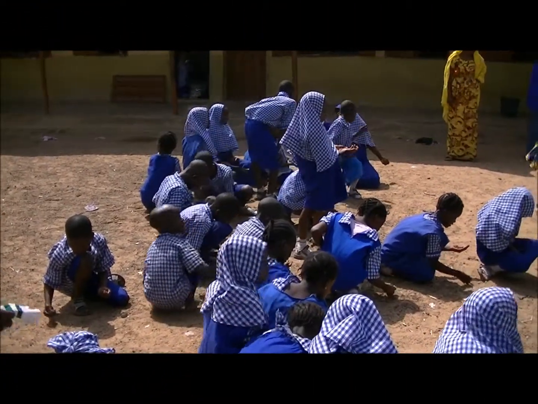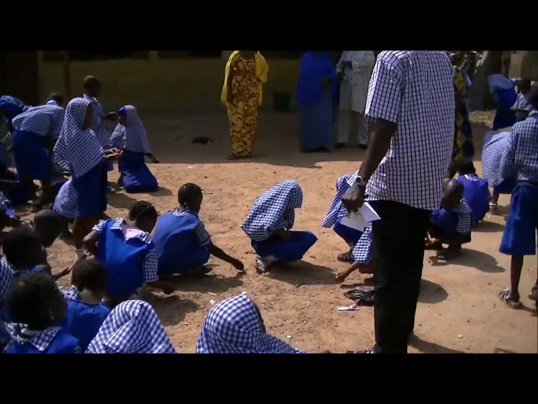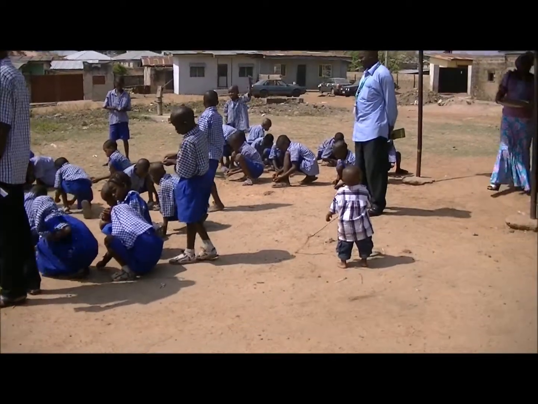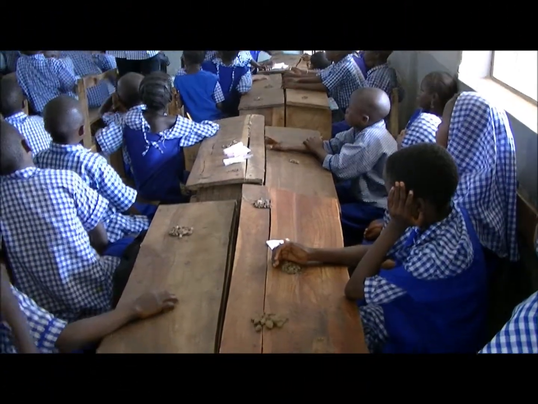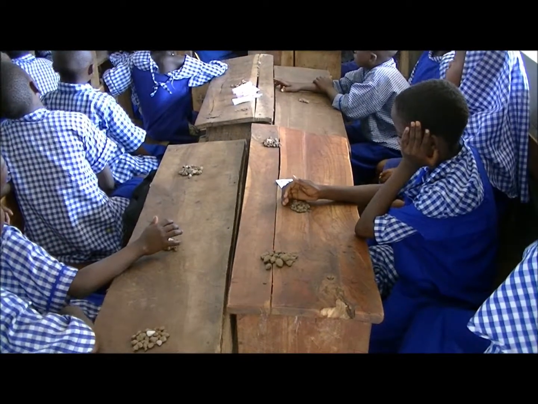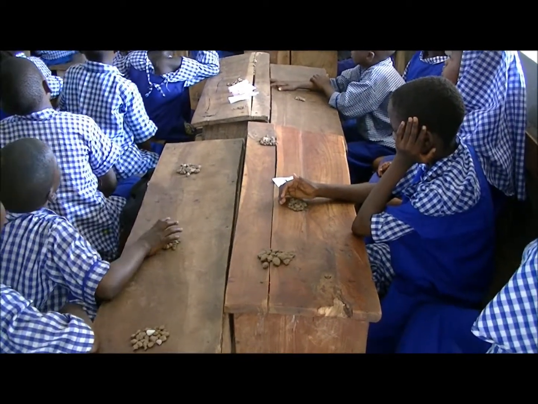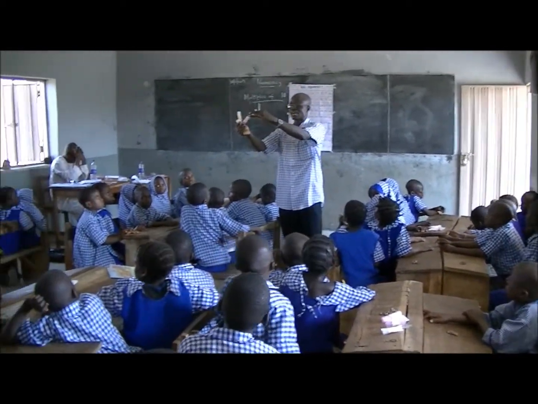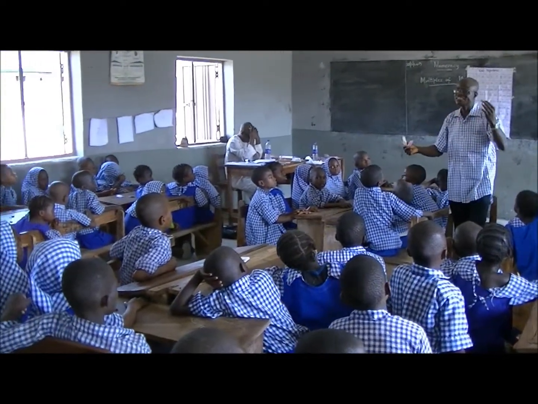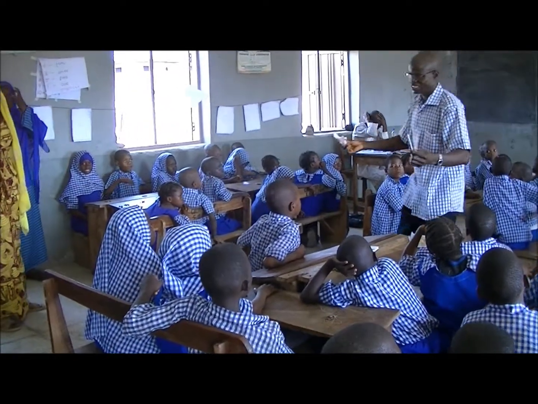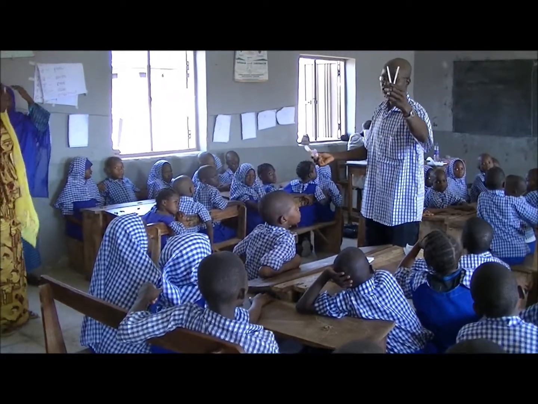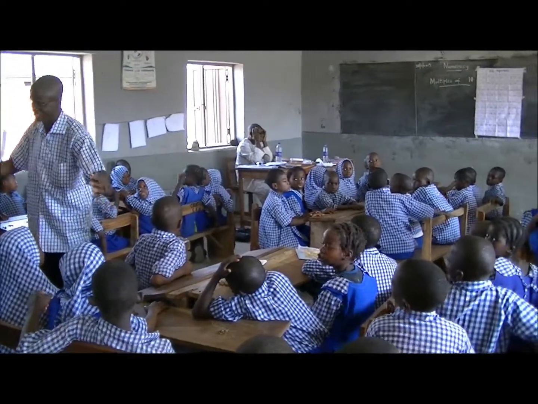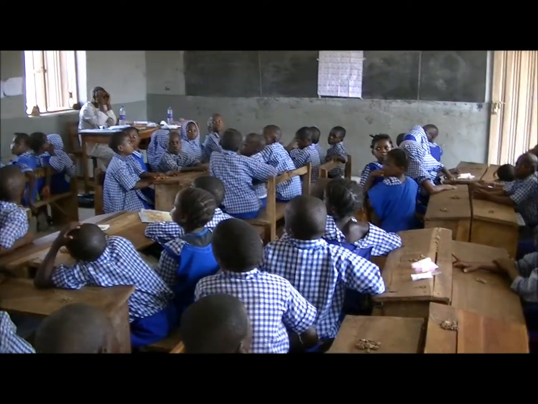Okay, come and show us. 21, 22, 23, 24, 25. And we have two units. Three tens, two units. Three tens, two units.